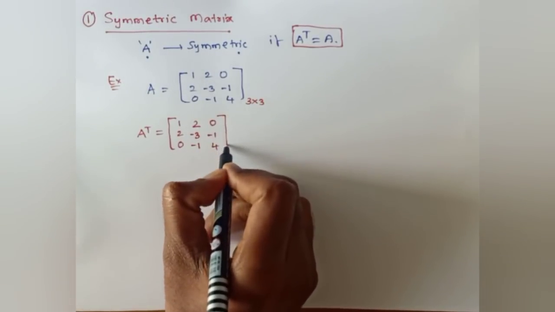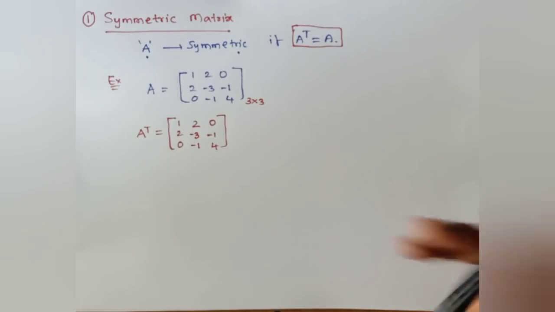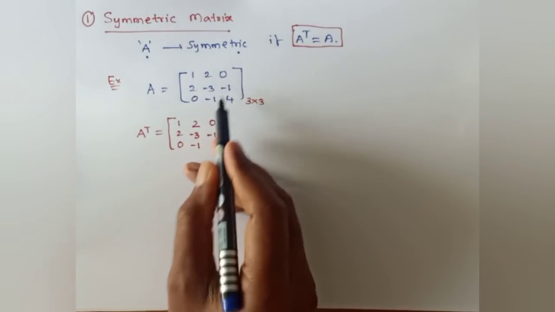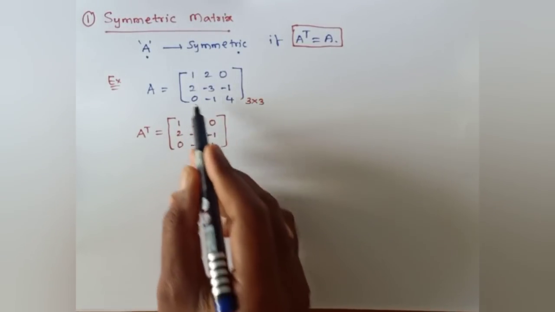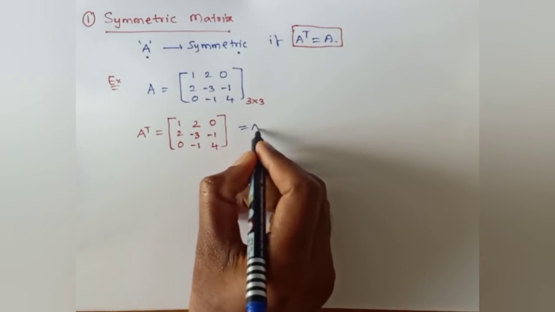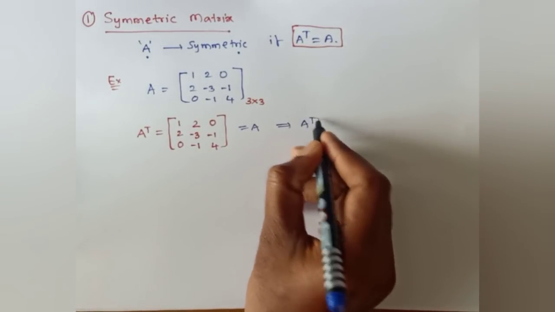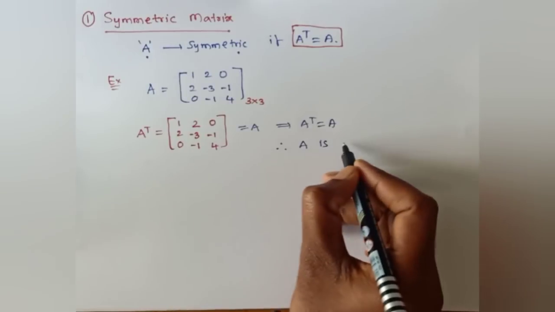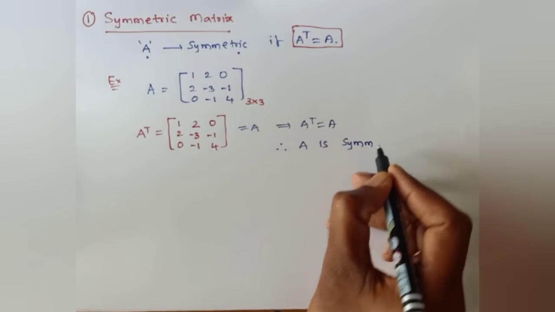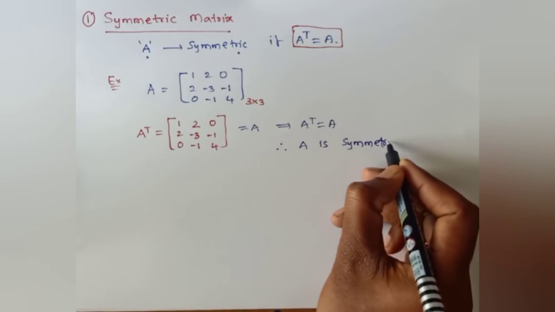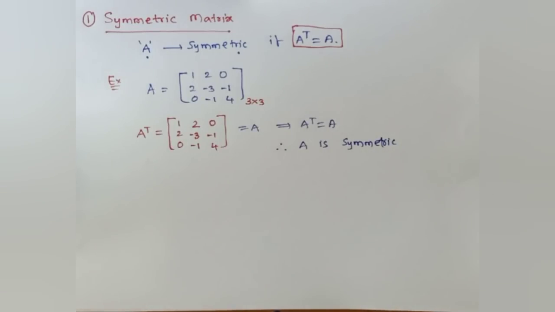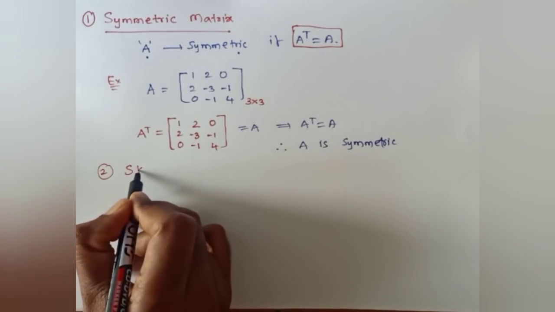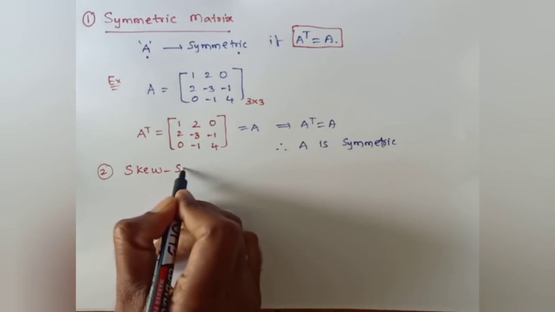0, minus 1, 4. Now observe both the matrix A and A transpose. 1, 2, 0; 2, minus 3, minus 1; 0, minus 1, 4. So it is A. So this implies A transpose is equal to A. Therefore, this matrix A is known as a symmetric matrix. Similarly, the second matrix is called a skew symmetric matrix.